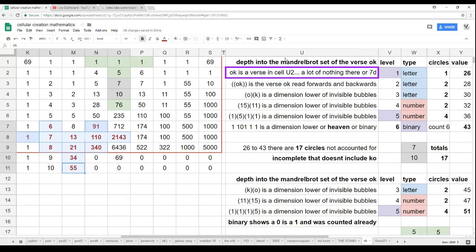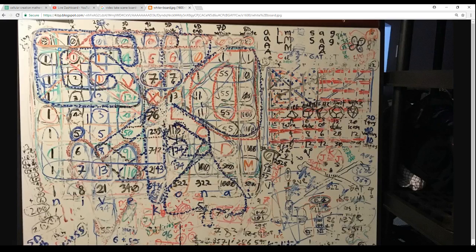Let's go here. We're going to talk about the depth into the Mandelbrot set of the verse. Now, we talked about what a verse is. I think a verse represents 800 because 800 is literally just 4 circles. If you look at a 9x9 matrix, that's broken into 4 quadrants. There's a circle here, a circle here, obviously a circle here and a circle here, connected to a 1, like a 14, but not.